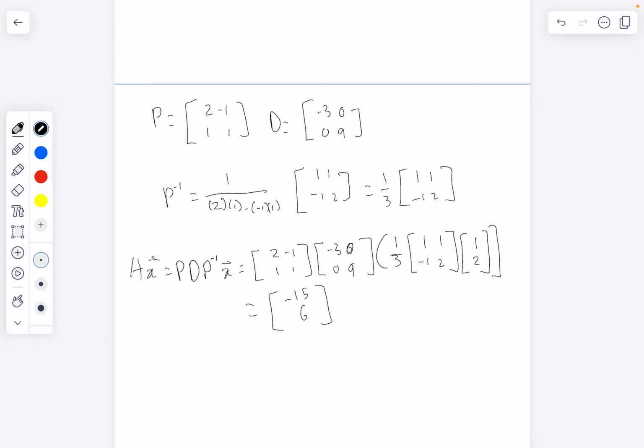So to recap the results, method 1 was building A from eigenpairs, and method 2 was using eigendecomposition to transform the x vector. Method 3 was using geometric intuition to find the answer. And method 4 was using matrix diagonalization. And all of them gave us the same answer of A of x equals (negative 15, 6).